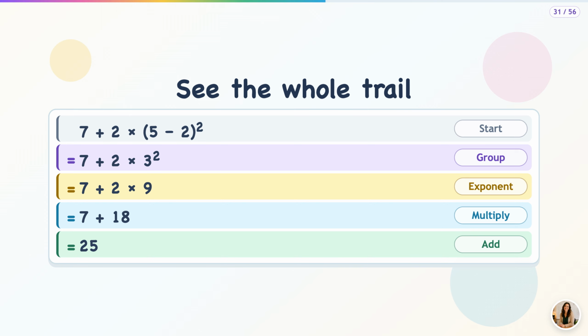Now the whole example is on one board. Use the purple, yellow, blue, and green labels to retrace the rules. Pause here if you want more time to review every step. I will leave the board up for 3 seconds.